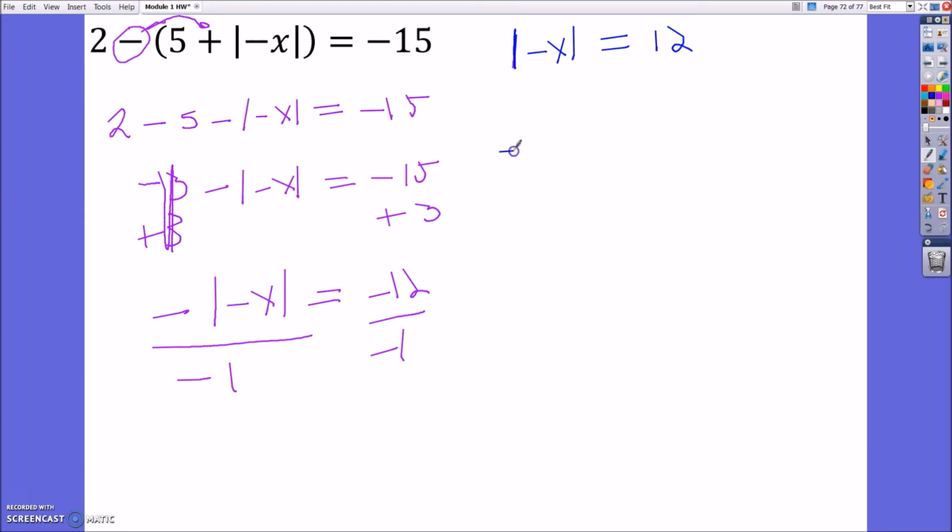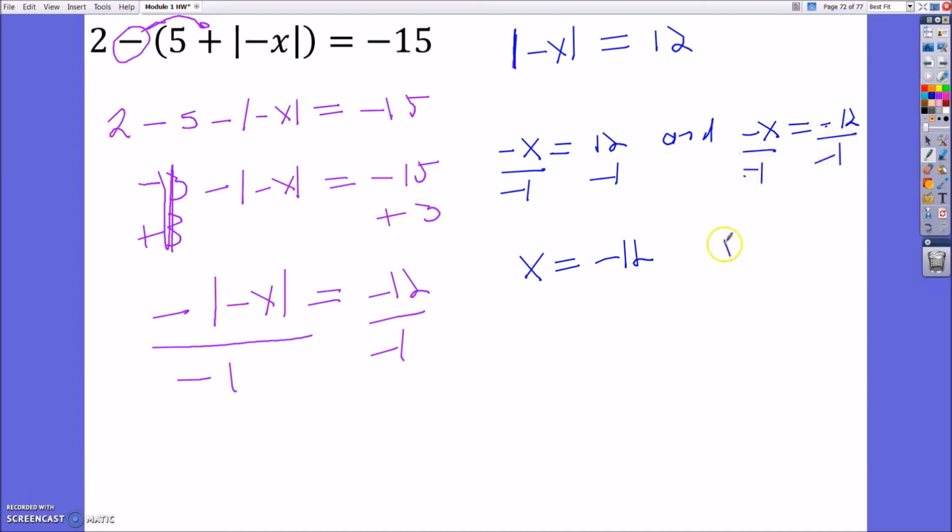So we're going to create two equations. We're going to have negative x is equal to 12 and negative x is equal to negative 12. So now we're going to solve this equation. Divide both sides by negative 1 to get x is equal to negative 12. And again over here, divide both sides by negative 1 to get x is equal to positive 12. So that's your two solutions there.